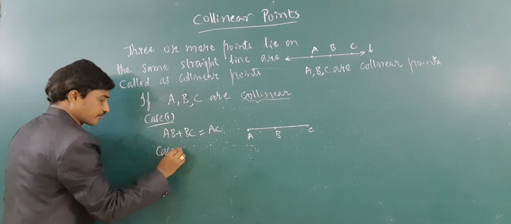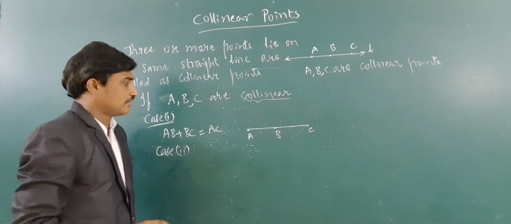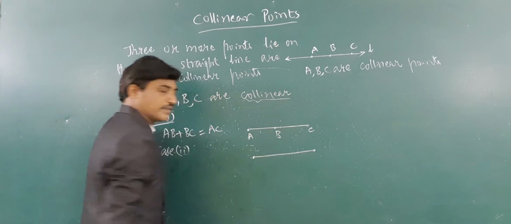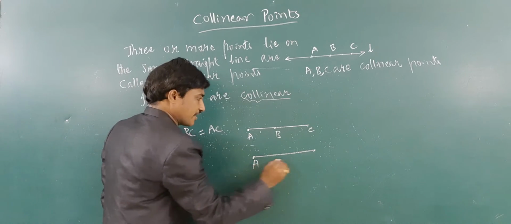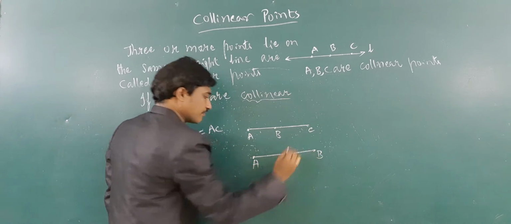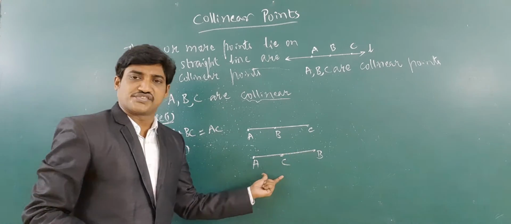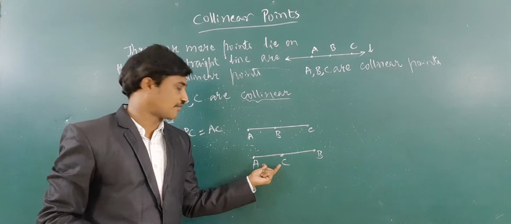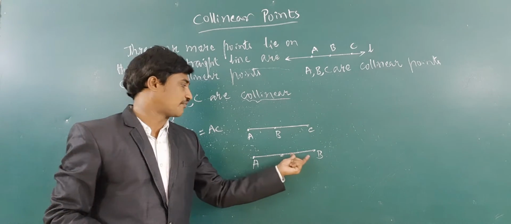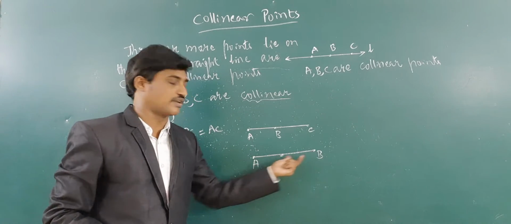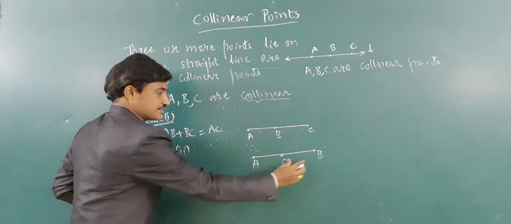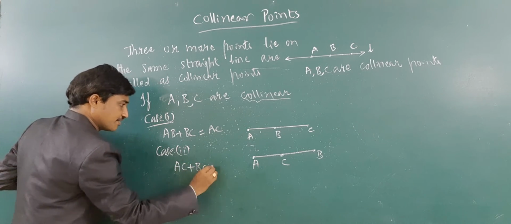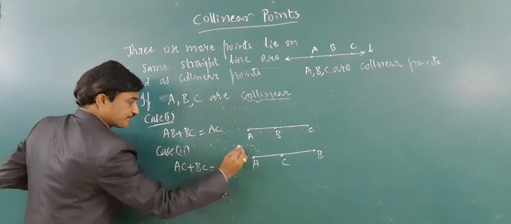Case 2: C is in between A and B. If C is in between A and B, then AC plus CB gives the length AB. The length of line segment AC plus the length of line segment BC gives the length of line segment AB. AC plus BC gives AB.